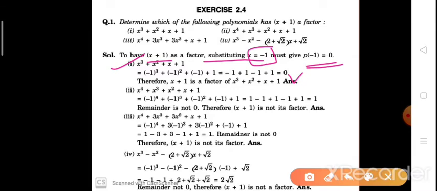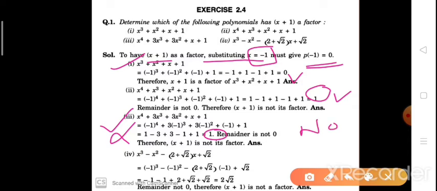Now in the second part, again in place of x I have put minus 1 here, so by simple calculations I get 1 as the answer here. So here 1 is the remainder, so I can say that x plus 1 is not a factor of the given polynomial, that is x4 plus x cube plus x square plus x plus 1. Now in the third part, again we have to put minus 1 here, and again the remainder is 1, so again I can say that it is not a factor.